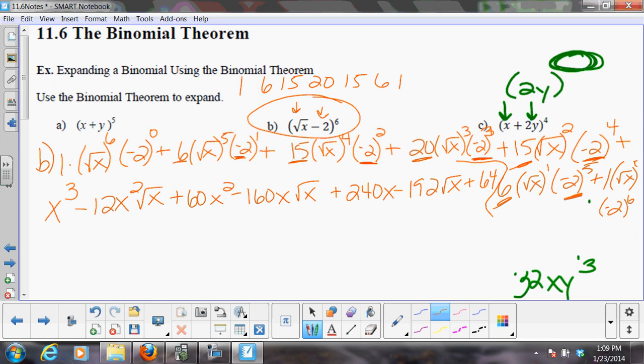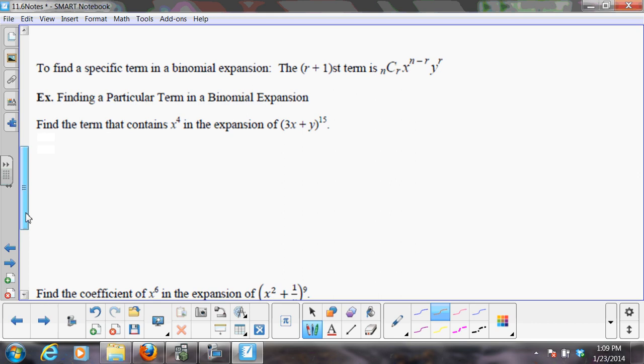And some of these can combine. No, they can't. Just kidding. They're all different terms. So that's our answer right there. Then if we wanted to find a certain spot, we have this formula. You should keep that. We need to know this piece of information.